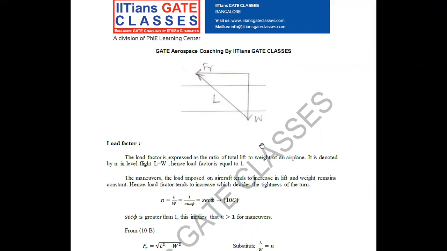Load factor for a steady level flight is nothing but equal to 1, because lift is equal to weight. But for the maneuvering flight, you have seen that n is equal to secant phi. Secant phi is always greater than 1. So for maneuvering flight, load factor is always greater than 1.